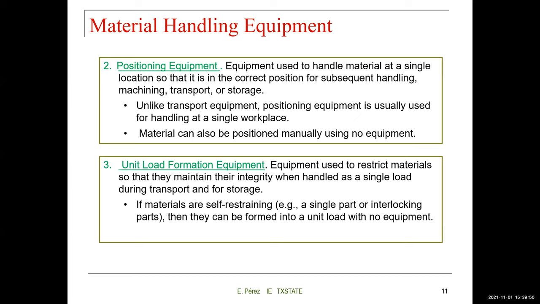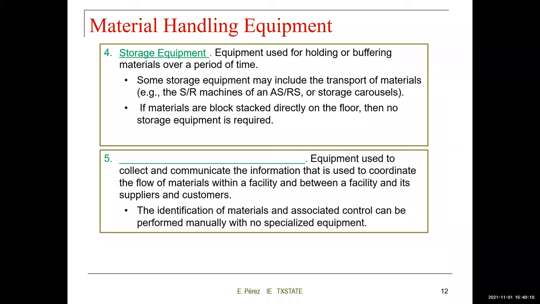Number three is the unit load formation equipment. So for example, pallets or a cart in which you have storage. So this is basically restricting the material from being moved individually. You're putting them together and then you can transport them all together as a single unit. Number four, storage equipment. This is equipment used for holding or buffering materials over a period of time.